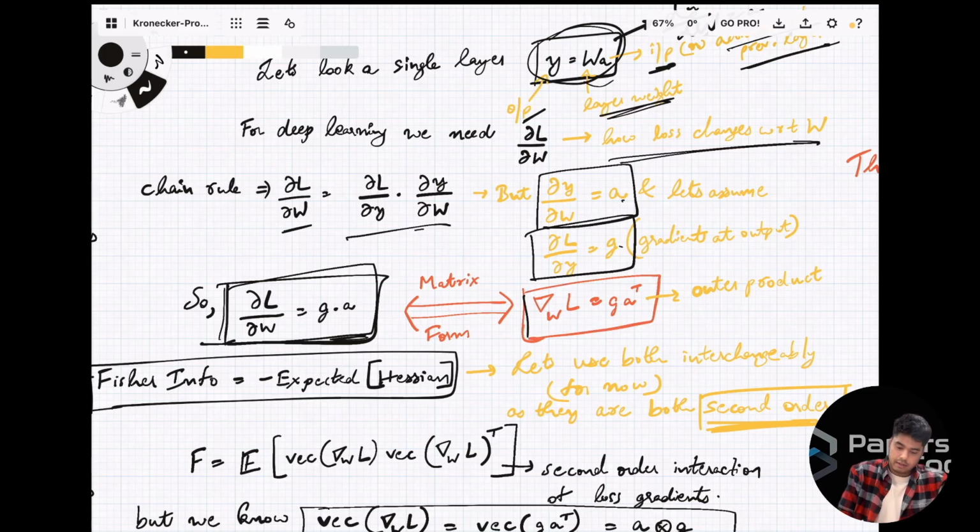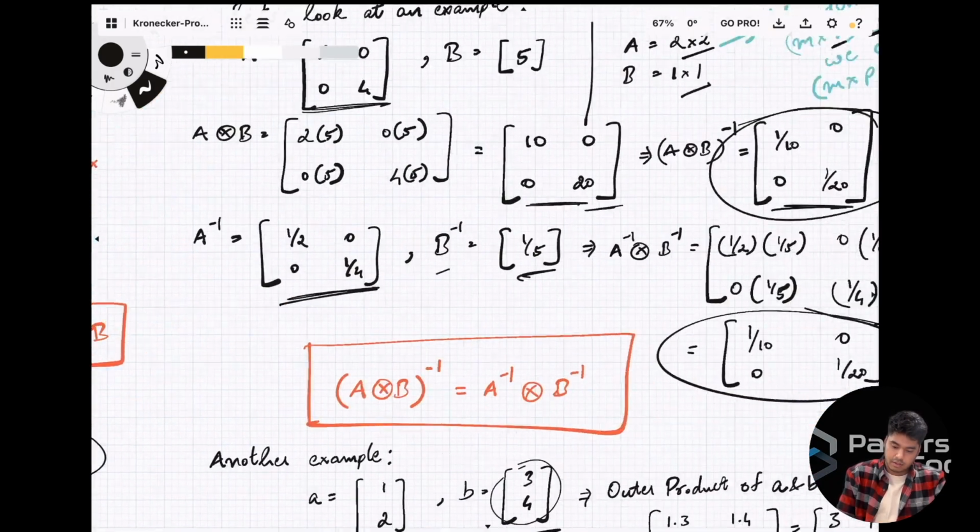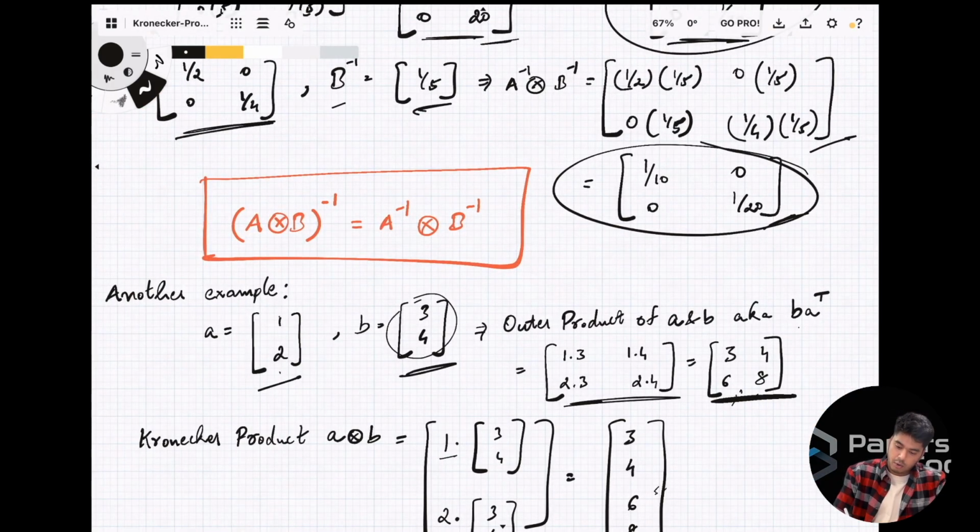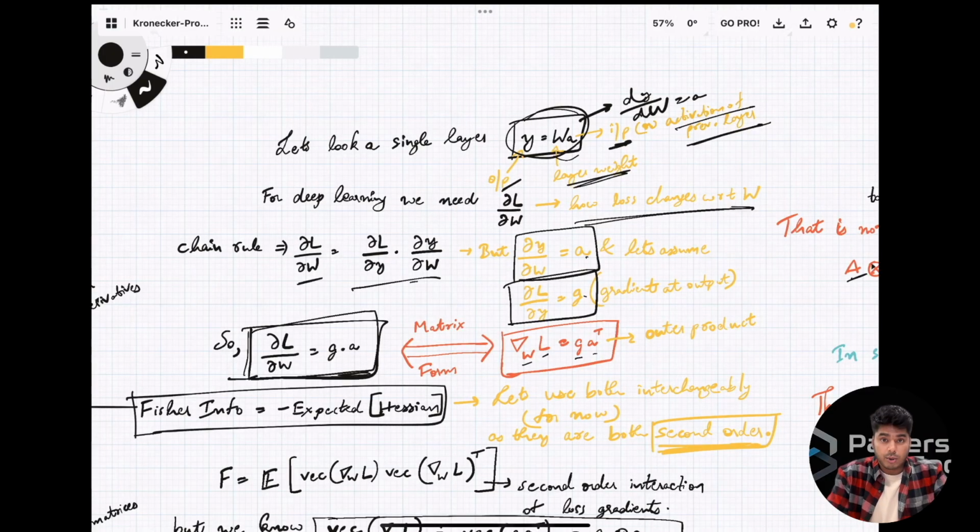You get the gradient of loss with respect to weight is G times A transpose. That is the outer product between G and A. That's what G A transpose means, and that's what we discussed here. The outer product is basically that. For this part, you might need some background, and I've gone through these concepts in my previous videos. The concept you need to know is what a Hessian or a Fisher matrix is.